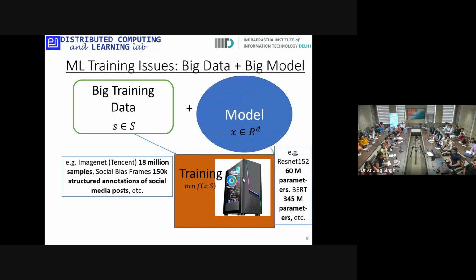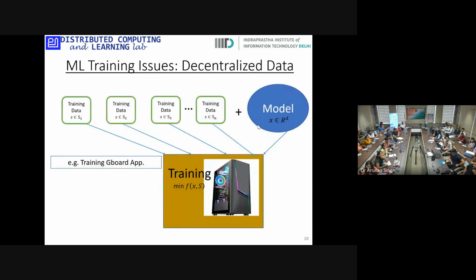Not only that, your model size has also grown to be like a billion parameter model. So this D has become more than a billion these days. So with big data and big model, your training is even more strained, right? It was being said in the morning that even with a DGX machine with 8 GPUs, you have to spend like 7 days. So this is that kind of a situation.